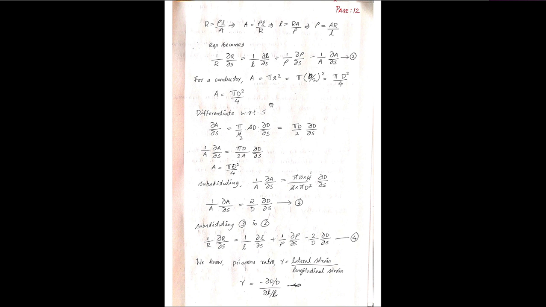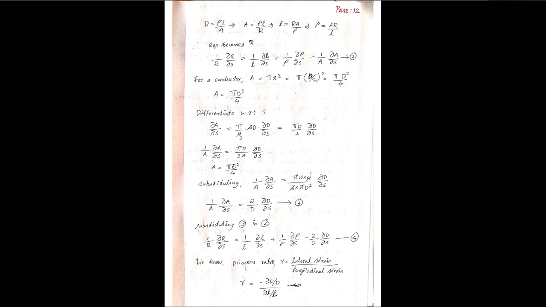Okay, and here dividing LHS and RHS by R, 1 by R into dou R by dou S is equal to rho by RA dou L by dou S, plus L by RA dou rho by dou S, minus rho L by RA square into dou A by dou S. Okay, we know R equal to rho L by A, so L equal to RA by rho, and rho equal to AR by L. We are changing here and there, so we will be getting this same equation.